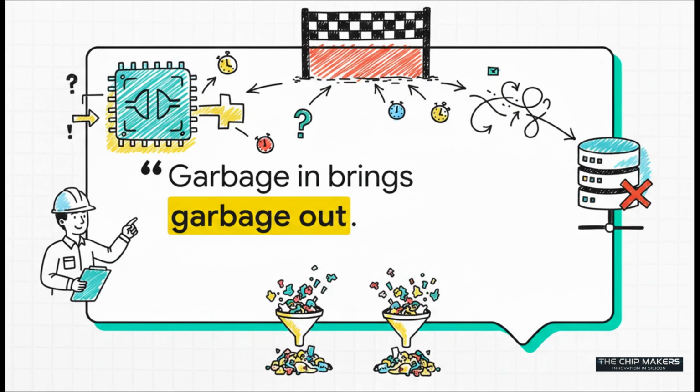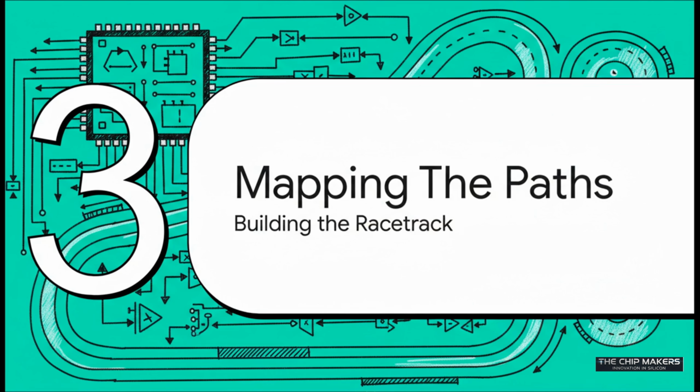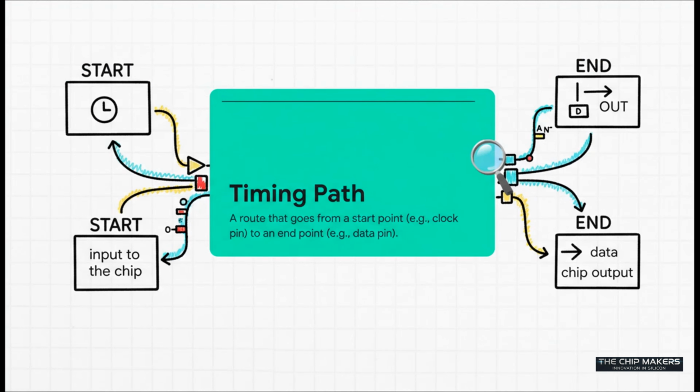So, how does STA even begin this whole process? Well, the very first thing it has to do is understand the racetrack. It breaks the entire chip design down and creates this incredibly detailed map of every single possible route a signal can take. And the basic unit of that map is called a timing path. It's really simple. A path is just any route a signal takes from a specific start point, say a memory element or a chip input, to a specific endpoint, like another memory element or a chip output.